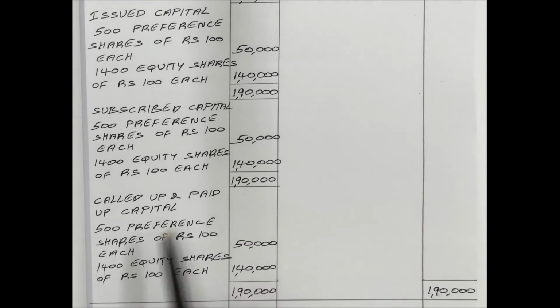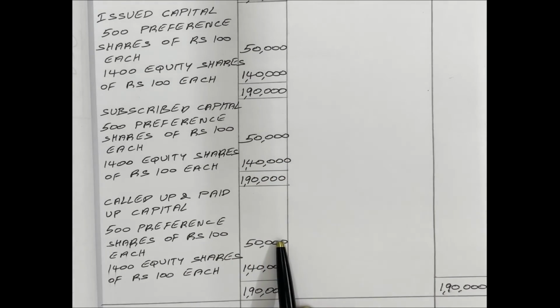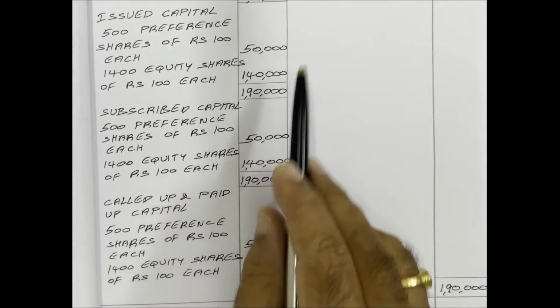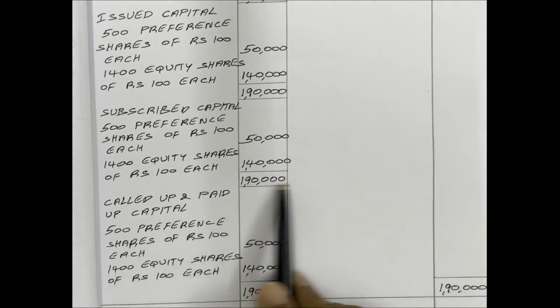For paid up capital also the same calculation is applicable. Therefore, preference share paid up capital 50,000, equity share paid up capital 1,40,000, total 1,90,000. Paid up capital is 1,90,000. So the liability side is completed. This paid up capital we are going to consider for calculating the total of the liability side. So we should not consider even subscribed capital and issued capital. That is why for issued capital amounts and subscribed capital amounts, we drew 2 lines.